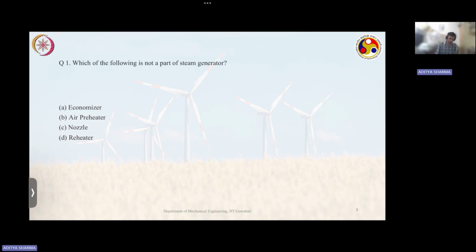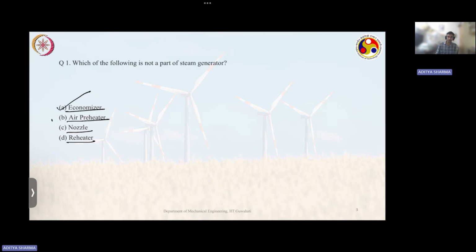So this question asks which of the following is not a part of a steam generator. Four options have been given: one is your economizer, then your air preheater, then your nozzle, and then your reheater. So if you see, economizer is used for feeding the boiler, so this is a part.